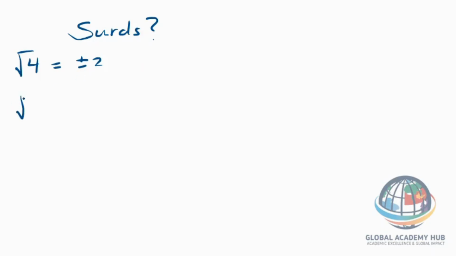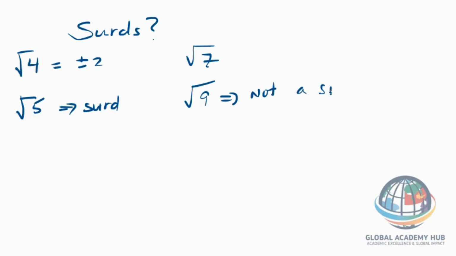But the square root of 5 will give you 2 point something, something, something. It's not a perfect square. So we say this is a surd. The square root of 7, that's a surd. The square root of 9, this is not a surd, because it gives you 3. It gives you an exact number.